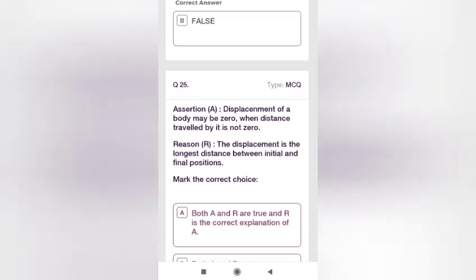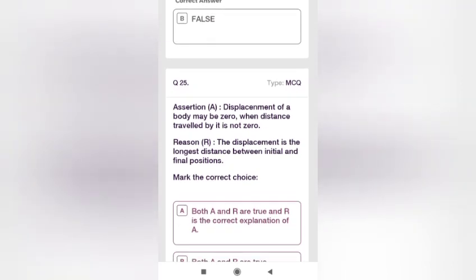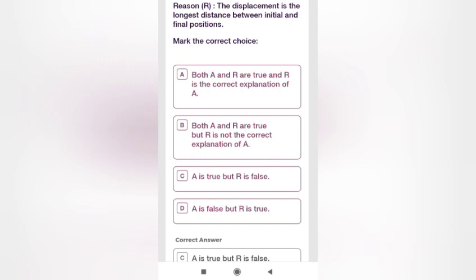Displacement of a body may be zero when the distance traveled by it is not zero. Yes, that's true. The displacement is the longest distance between initial and final position. Oh, sorry, read the question very carefully. It is not the longest distance. It is the shortest distance. So this is wrong. This is true and this is false. So option C, assertion A is true and R is false. Option C is the correct answer.